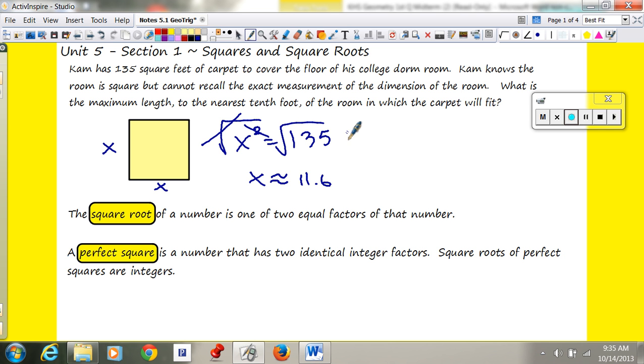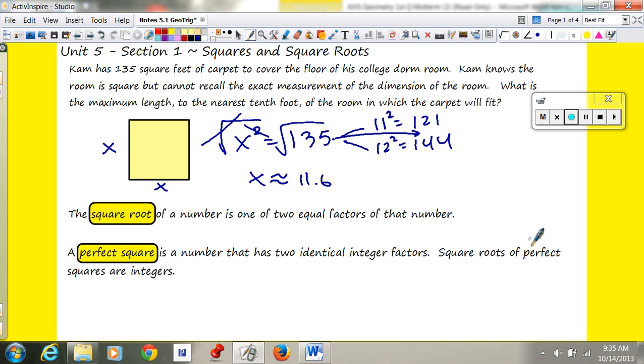I knew it had to be somewhere between 11 squared, which is 121, and 12 squared, which is 144. I knew 135 was between those two numbers. So when I did it in my calculator, 11.6 made sense. It's a little closer to the 144 than it is to the 121. So it's a little closer to 12 than it is to 11. So we got 11.6.